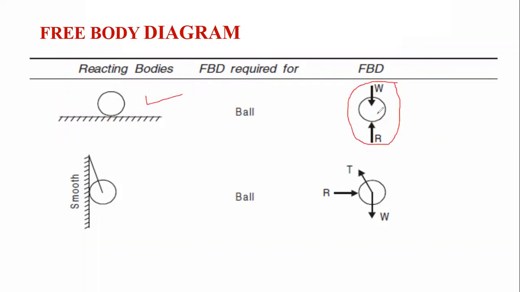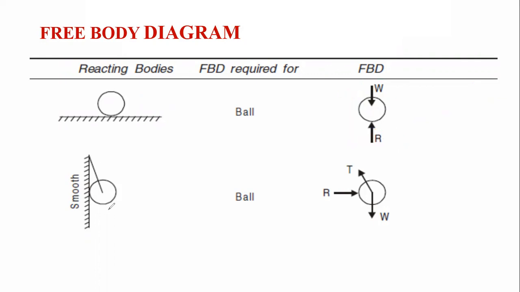For this problem, the free body diagram will be like this, and by using this free body diagram we can easily find whatever the unknowns may be. The W, that is the self weight, may be known, and we have to find the reaction R, using the equilibrium conditions, that is summation Fy equal to 0 or summation Fx equal to 0. By using these conditions we can find the unknown reactions.